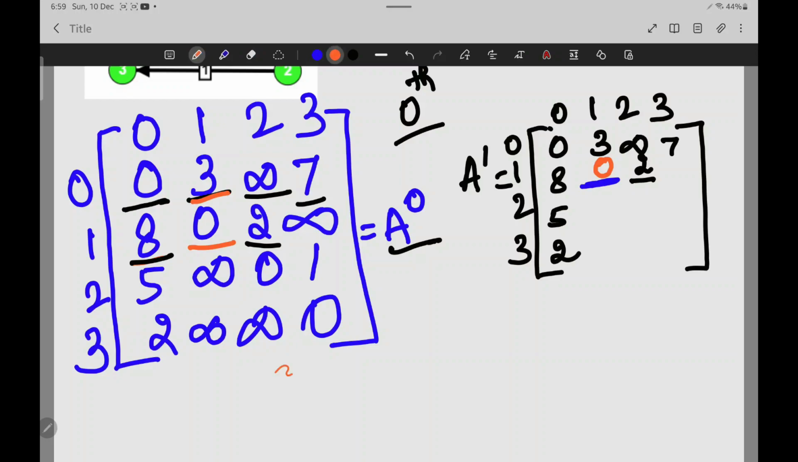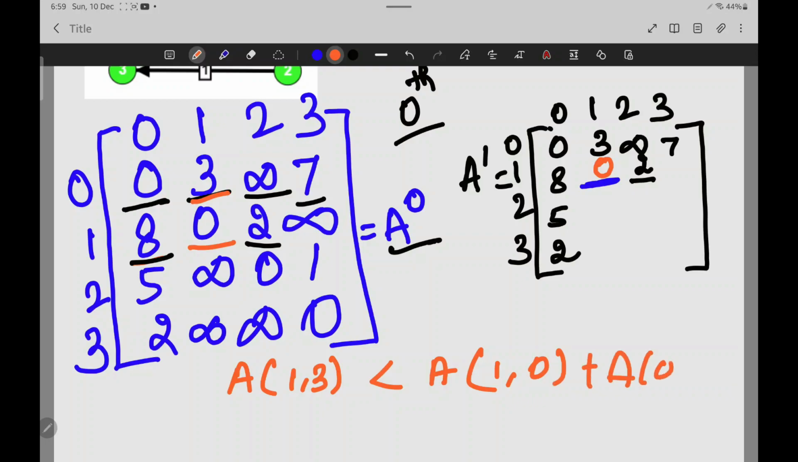Now we need to find A of 1, 3. This should be compared via 0. So A of 1, 0 plus A of 0, 3. 1, 3 is infinity. Whether this is greater than 1, 0, which is 8, plus 0, 3, which is 7. So that is 15. So we can replace this infinity with 15.